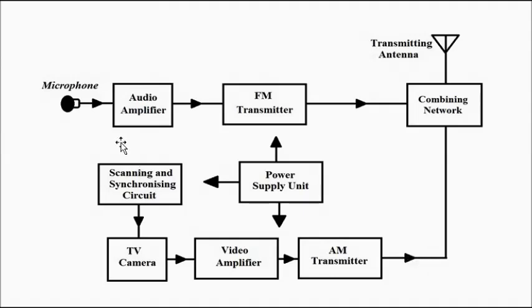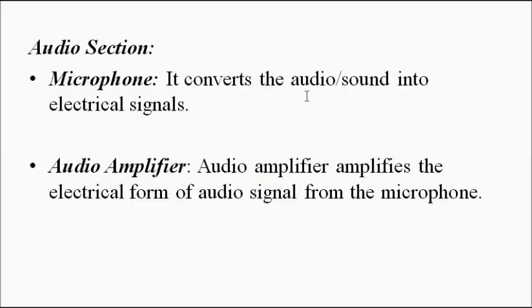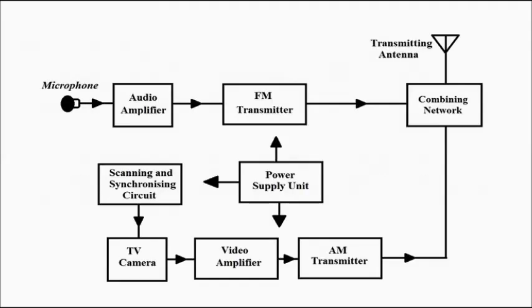Now is the audio section, the top section. Here we have another transducer, the microphone, which converts our voice, the speech or music, whatever it is, into electrical signals. Those converted electrical signals are amplified by the audio amplifier. Then it is fed to the FM transmitter and modulator.